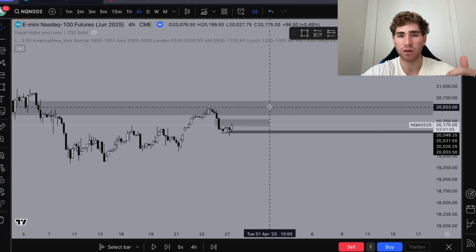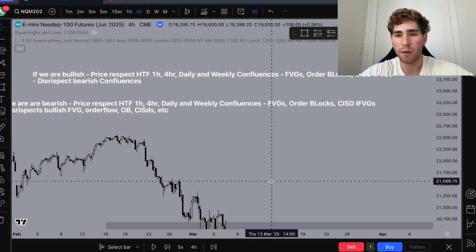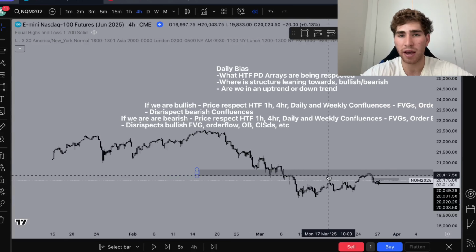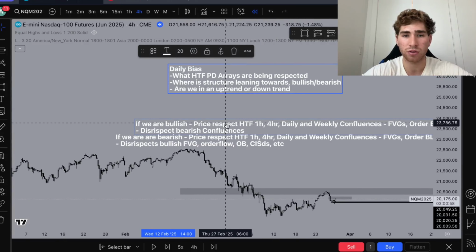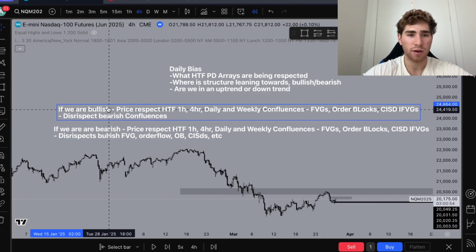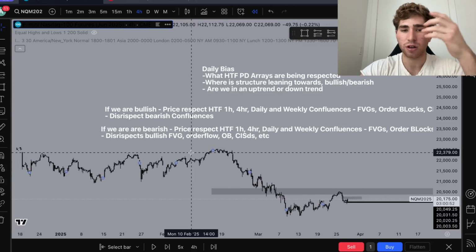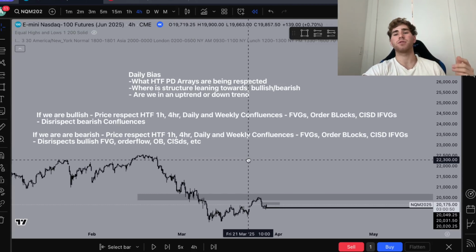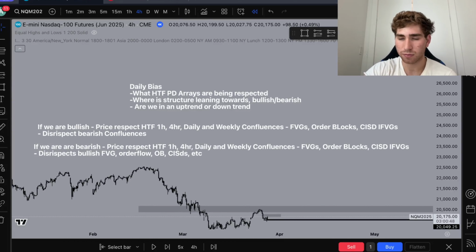For those of you who didn't understand what I was saying, this is how you find your daily bias. Screenshot this, put this in your notes. I hope you guys actually understood what I taught today. Oh my god, my thing's not working. All right, there we go. All right, screenshot this. Right? This is how you find your daily bias.